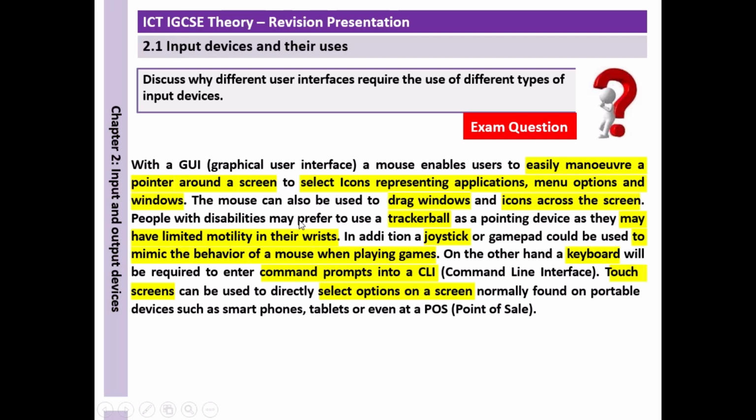People with disability may prefer to use a trackball as a pointing device as they may have limited mobility in their wrist. In addition, a joystick or a gamepad could be used to mimic the behavior of a mouse when playing games. On the other hand, a keyboard will be required to enter command prompts into the command line interface. Touchscreens, on the other hand, can be easily used to directly select options on the screen, normally found on portable devices such as smartphones, tablets, laptops, or even at point of sale.